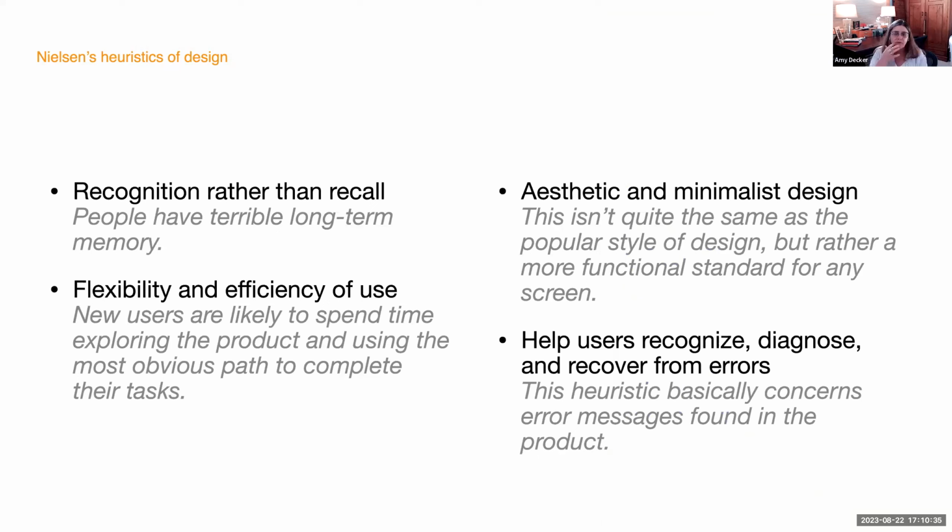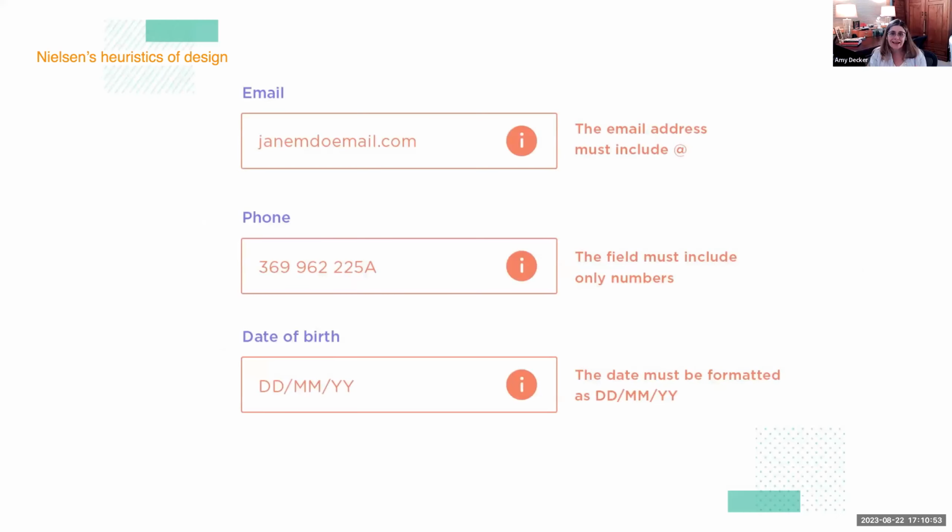So a few more are recognition rather than recall, flexibility and efficiency, aesthetic and minimalist design, helping users recognize, diagnose, and recover from errors. All of these things. I'm not going to go too deep into these right now because we're going to go through Nielsen's heuristics of design again in another lecture, but they're just kind of touching the tip of the iceberg on all the little things we're going to be thinking about in UX design.